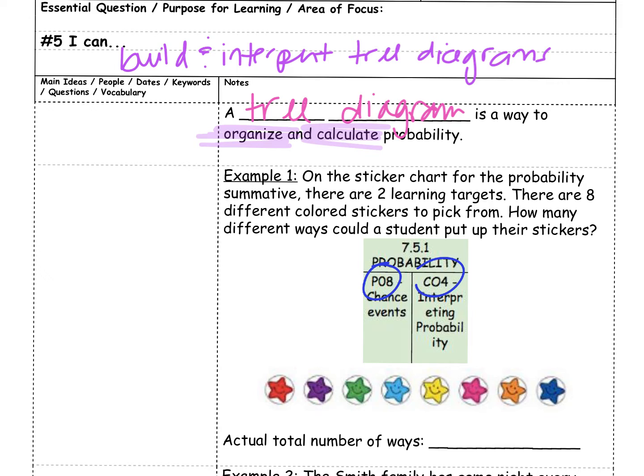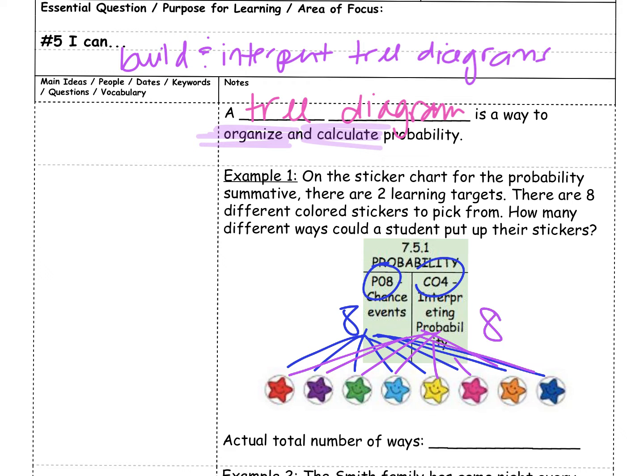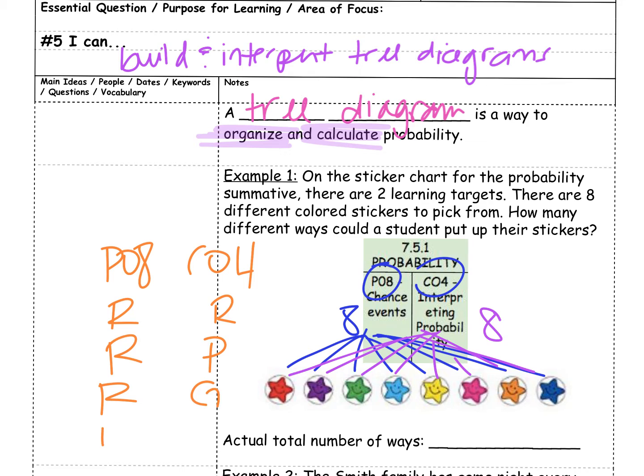Well, I have 8 different stickers that I could put down for my first option. And I have 8 stickers to pick from for my second option. And so that means I have to figure out what to do with my 2 8s. And so when I want to think about this, for PO8 and then CO4, I could do red and red. I could do red and purple. I could do red and green. I could do red and light blue, and continuing on.